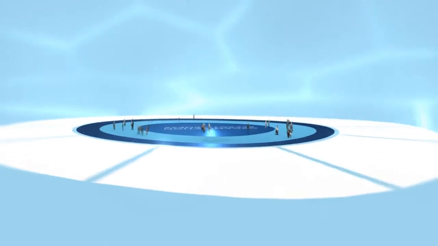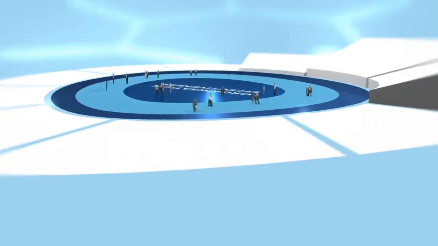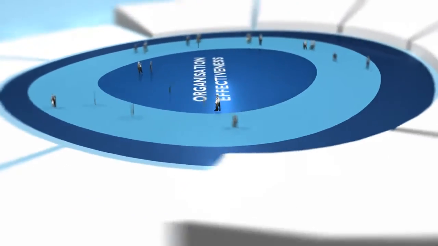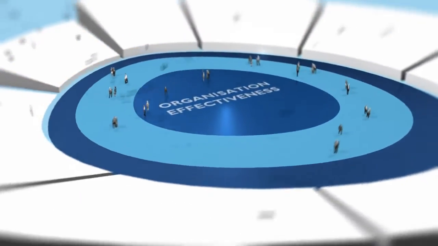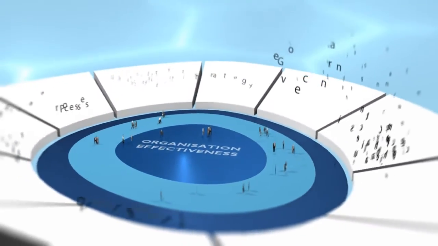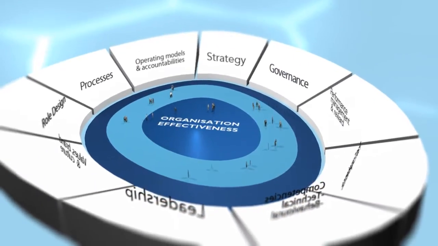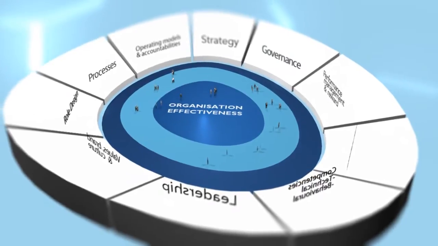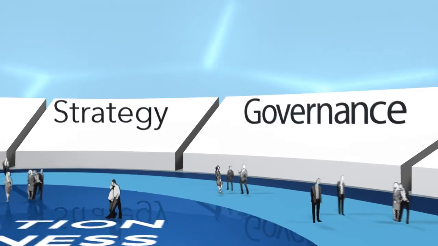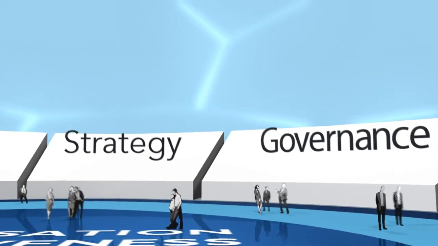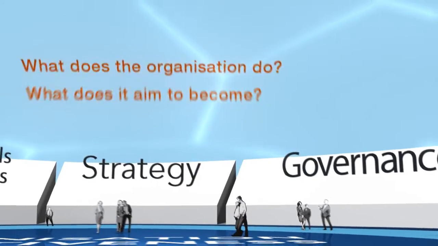Think of it as an ecosystem and imagine the buzz of continuous dynamic interaction. Our model shows what the main components are. Exploring the dynamic relationships and the outcomes is where the real gains can be made. We use this model with our clients, and you can use it too, to help understand the effectiveness of your own organisation. Getting into it starts with some broad questions like, what does the organisation do?